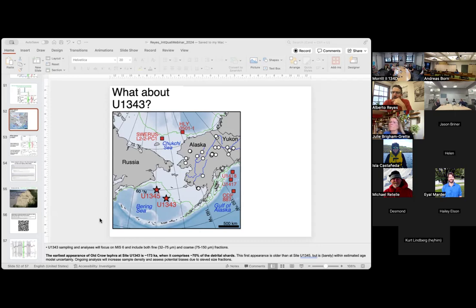Question. So there's a question here that says, what processes can contribute to the significant uncertainty in dating the Old Crow tephra within the terrestrial deposits? And can the effects of these processes be isolated and quantified?